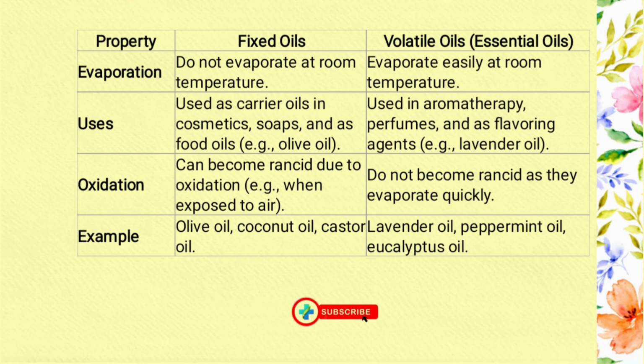Right? So to summarize, I'll just say that fixed oils are stable, fatty oils that don't evaporate and are great for food as well as skincare, whereas volatile oils are aromatic, fast evaporating oils and are used mainly for the purpose of fragrance.